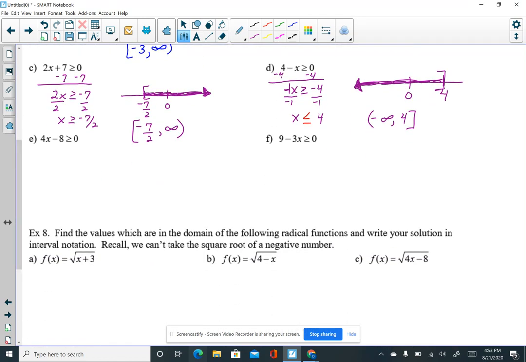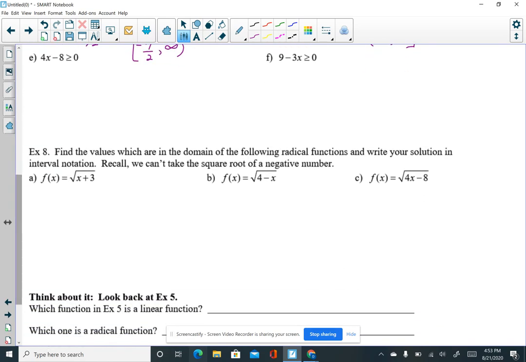All right, let's move on down to example 8. In example 8, I'll just do letter A here with you. It wants us to find the values which are in the domain of the following radical functions, and write your solution in interval notation. So essentially, it wants us to find the domain of this radical function. And I'm just reminding you again, remember, you can't take the square root of a negative number.